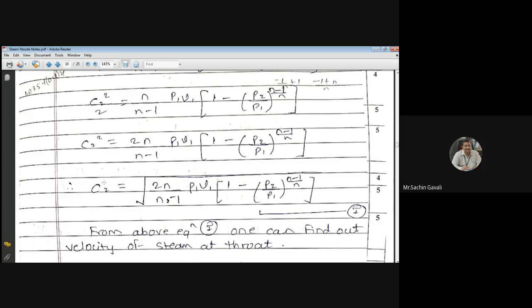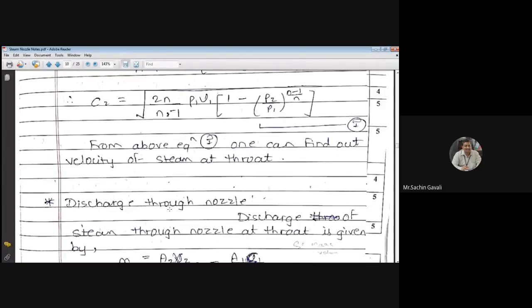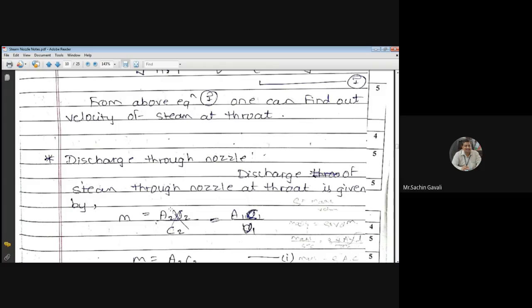Then, for the C2 value, C2 is equal to the square root of 2n upon n minus 1 P1 V1 into bracket 1 minus P2 upon P1 raised to n minus 1 upon n. This equation is the equation for the velocity of steam at the throat. Afterwards we will discuss the condition of maximum velocity. Everybody got this? I think we have covered up to this, and also discharge through the nozzle.